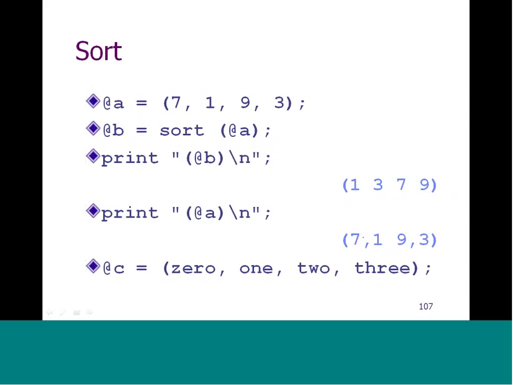Okay, and then the other key function is the sort function. This is another one that you will be using more often in the real world. Here an array is given: 7, 1, 9, 3, and then we say @B is sort @A. Now if we print out that B, it prints out 1, 3, 7, 9. So you can see that it's sorted the A in an ascending way. So this is an ascending sort.